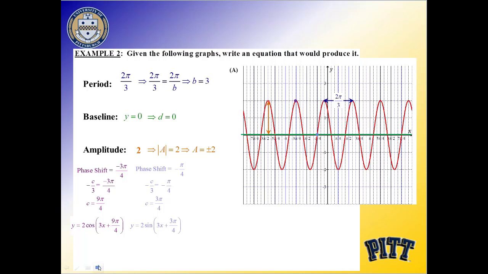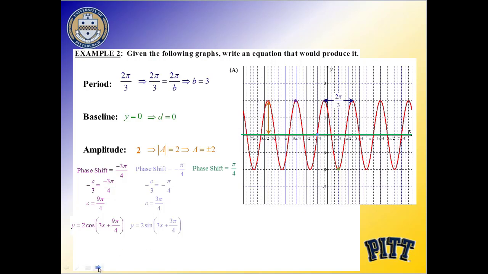If you graph these two things together on a graphing calculator, they would be exactly the same. You would not notice a difference. But what if I didn't want to choose any of those two? Say I chose positive pi over 4 as a starting point. Again, I can start at a lowest point. That's perfectly fine. Okay?